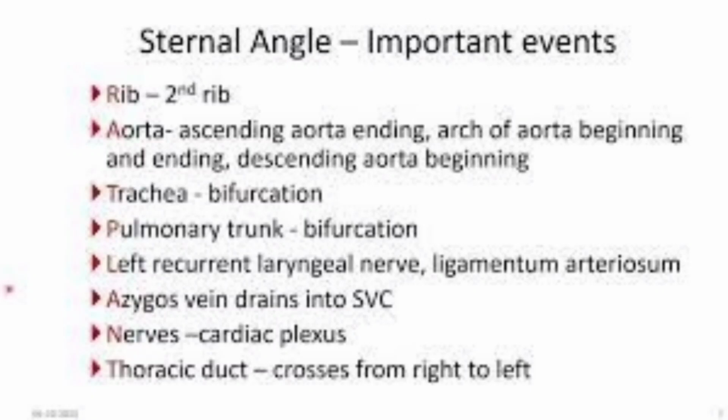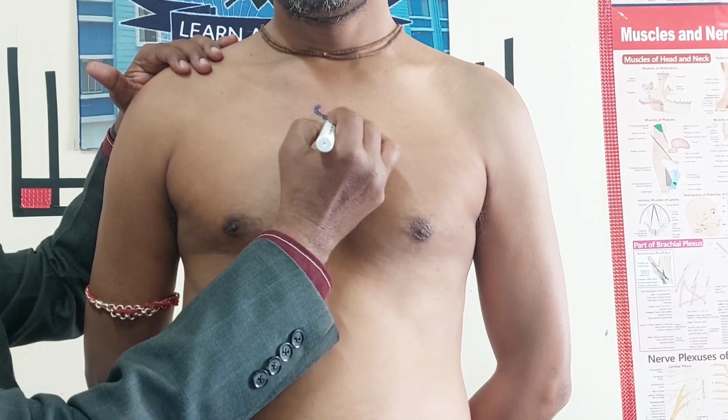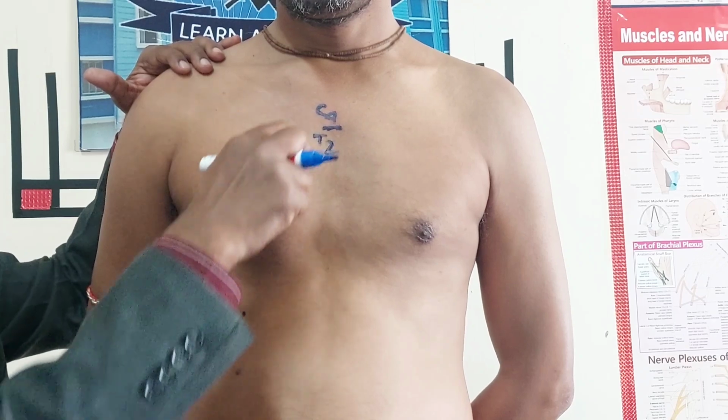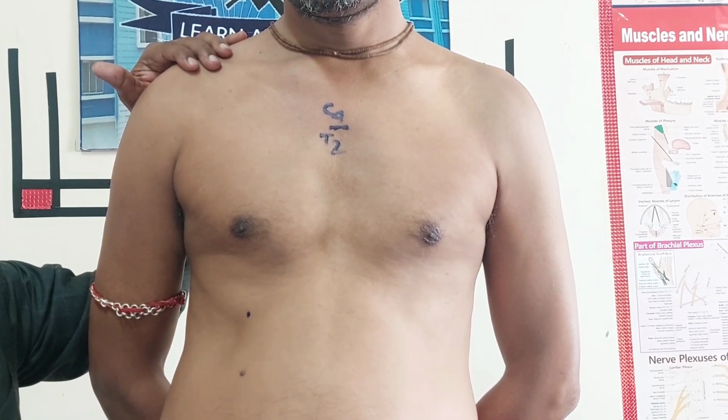Here is the junction between the extrapericardial and intrapericardial parts of the superior vena cava, where the azygos vein drains into the superior vena cava. This level is also the junction of two discontinuous dermatomes, between the C4 segment above and the T2 segment below. That means C4 here and T2 below. So these are two different dermatomes, discontinuous at the level of the sternal angle.